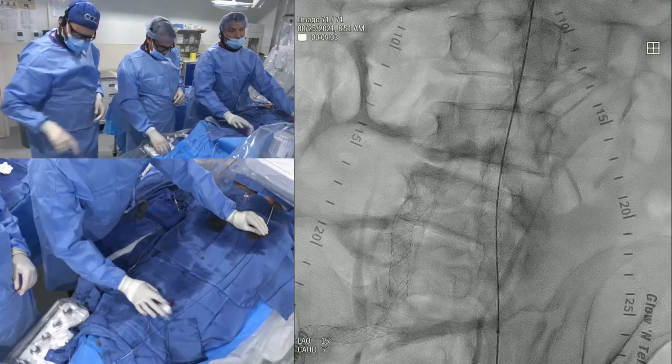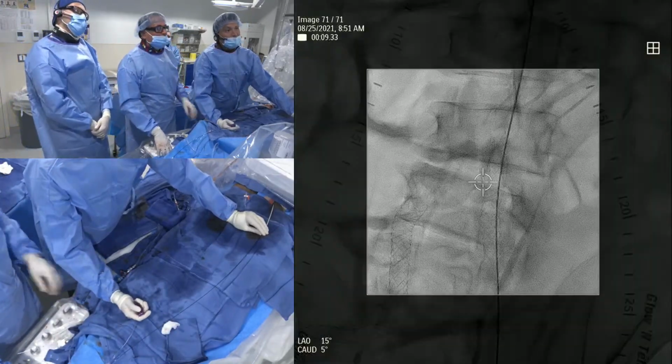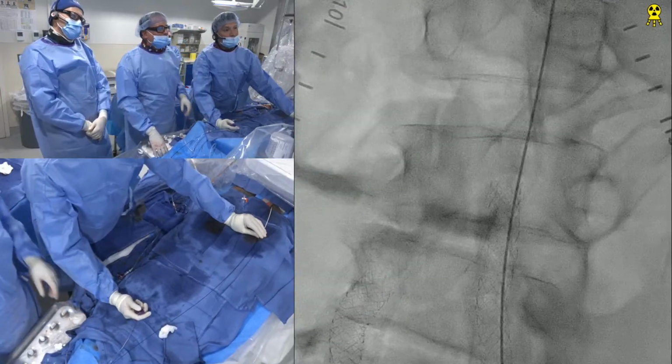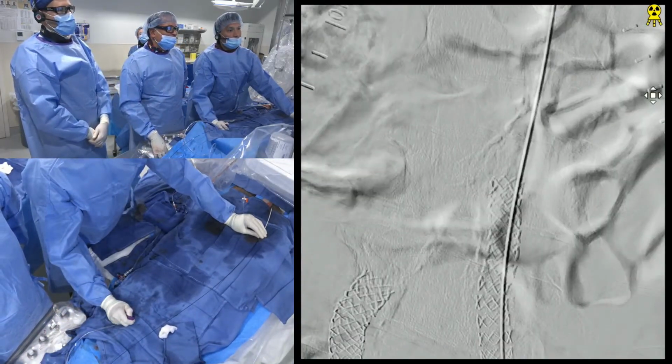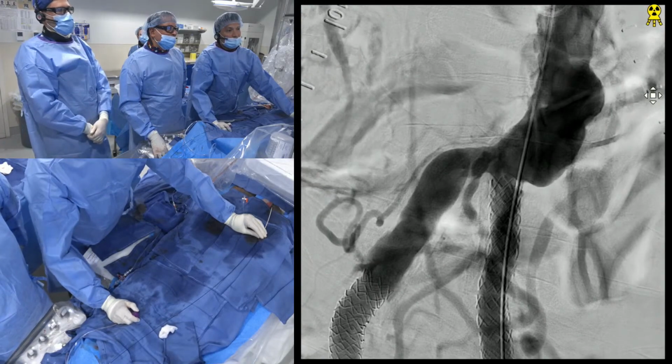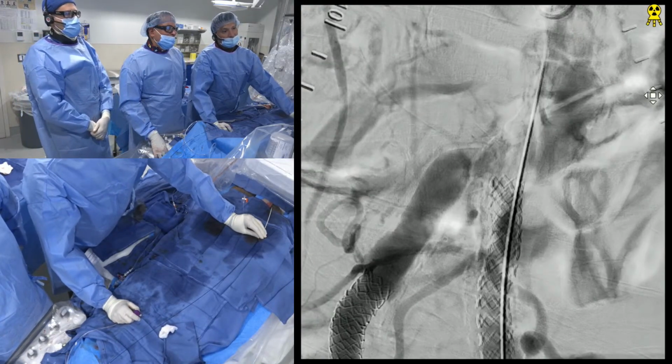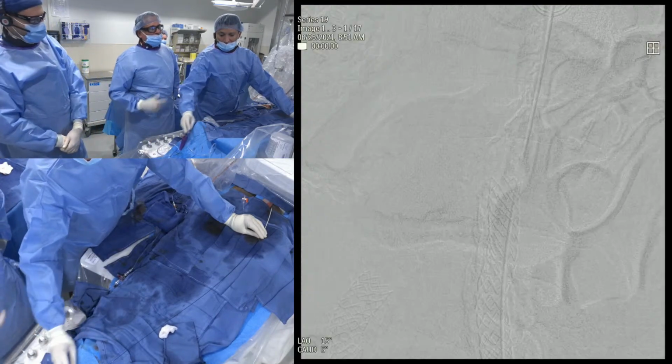DSA, bro. Let me mag up. Yeah, we're in DSA. So again, what I really want to see is this lesion. I think we're across the aorta a little bit, but that's okay. No, you're good. Perfect spot. So I think we're going to have to IVUS again.